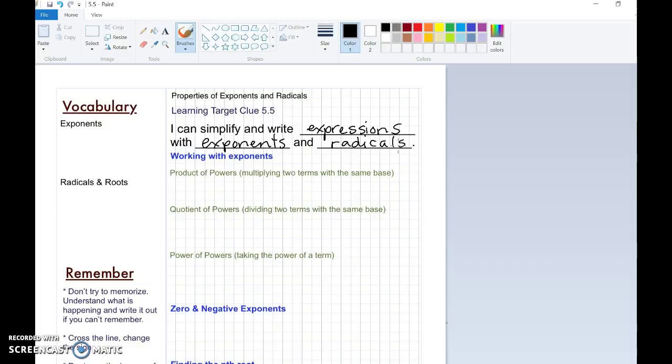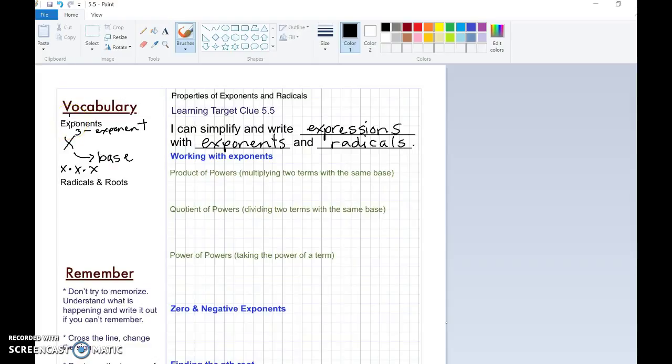Exponents. So an exponent is a power of a base. Here I have x to the third power. X is considered the base, and 3 is considered the exponent. And what that means is x to the third means x times x times x. So I multiply x times itself 3 times. There are 3 x's there, so that means x to the third.